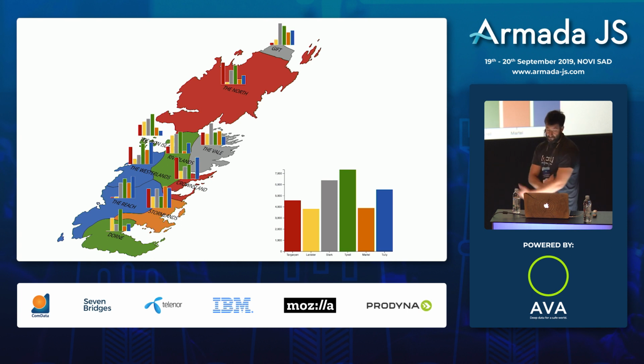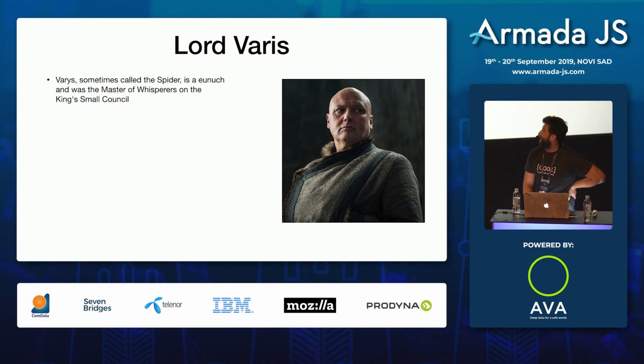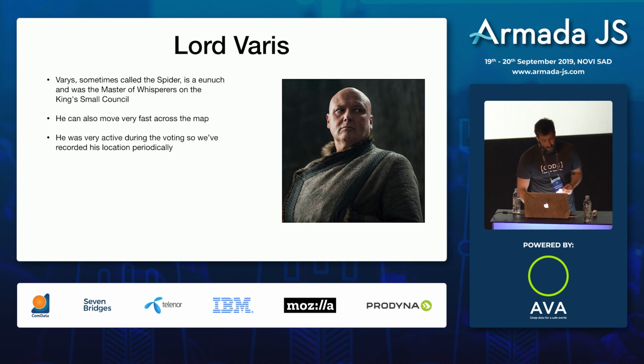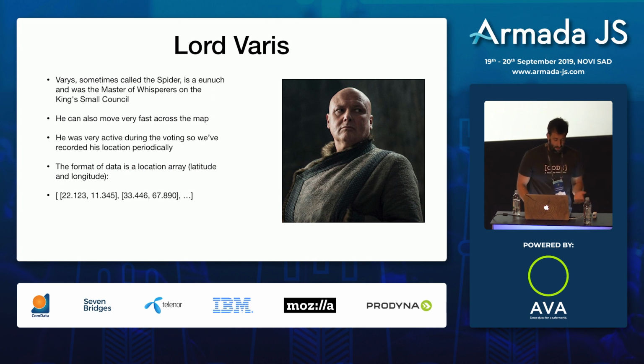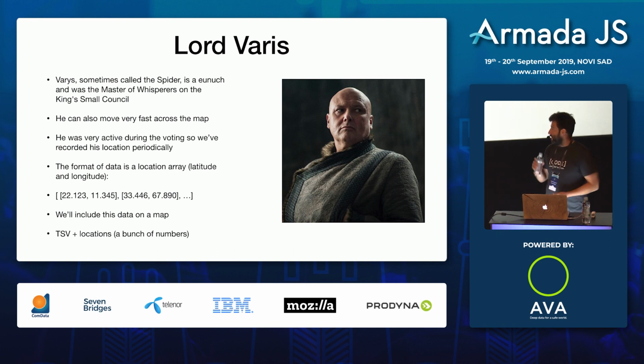So let's talk about Lord Varys. He is a master of whispers in the King's Small Council. We know that he can move very fast across the map. And he was very active during the voting, so we recorded his location periodically. The format of data is a latitude and longitude array, something like this. And I want to include this data on the map. So it's basically TSV plus locations, just a bunch of numbers.